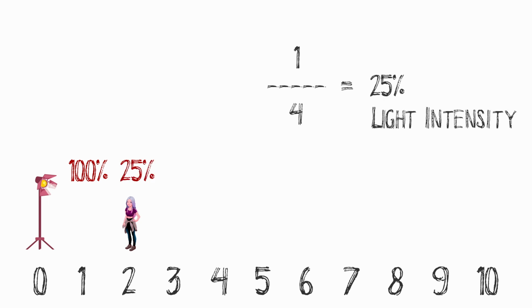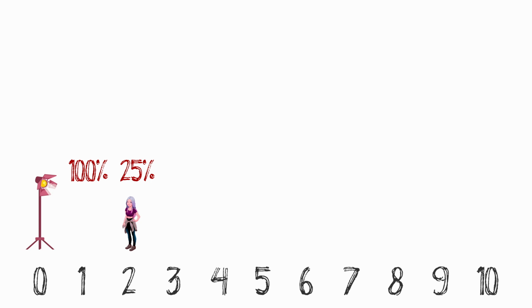If we move the model double the distance from the light, she is now 2 units away from where we metered the light. So 2 squared is 4. Inverse that and you get a quarter. So by moving the model to double the distance from the light, our intensity dropped not by half but by 75%, or 2 stops.